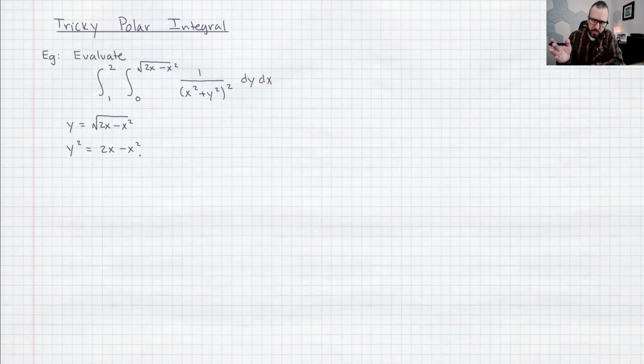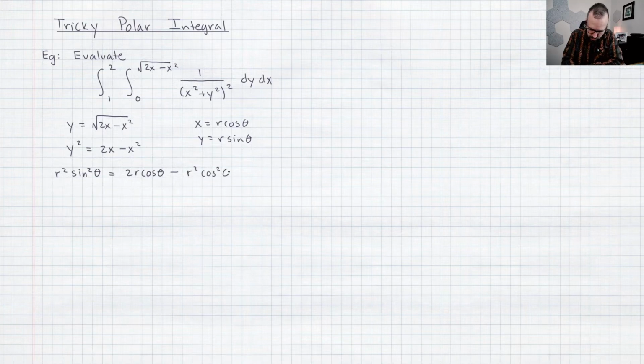But since we've already identified this as a polar type integral, I'm just going to jump into switching to polar right now. I'm going to use x equals r cos theta and y equals r sine theta, and just sub everything into this equation. So what am I going to get here? I'm going to get r squared sine squared theta equals 2r cos theta minus r squared cos squared theta.